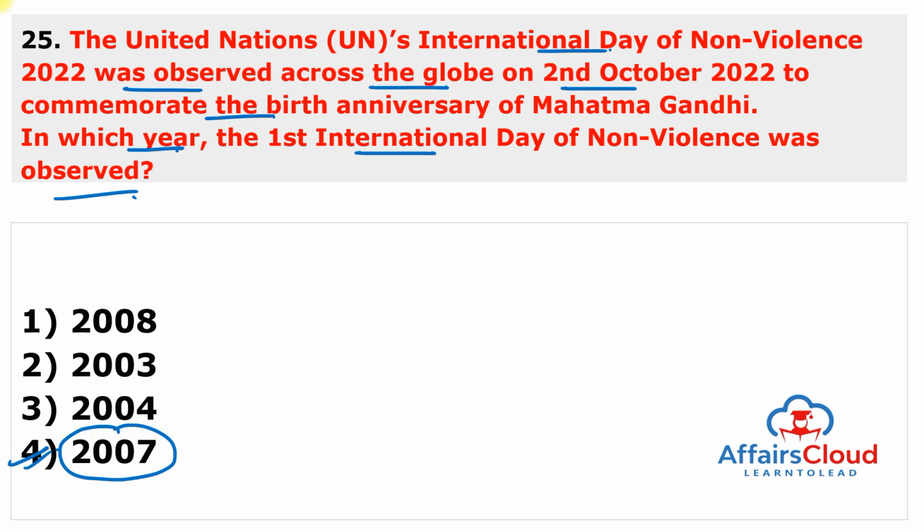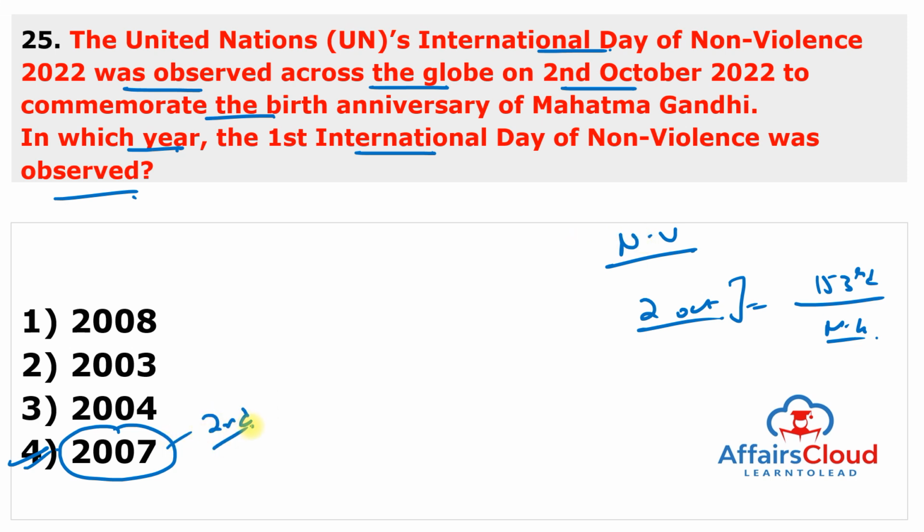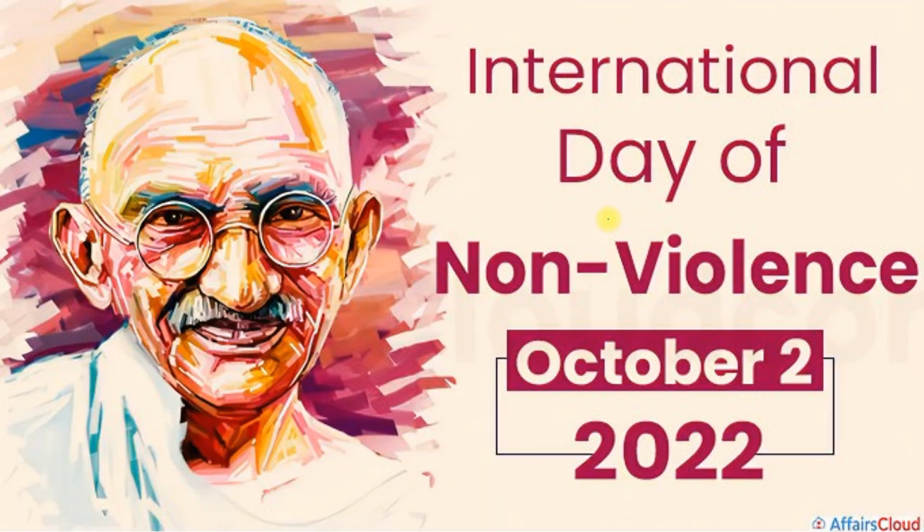And this is the birth anniversary of Mahatma Gandhi ji, the leader of Indian independence movement, pioneering the philosophy and strategy of non-violence. In India, 2nd of October is observed as the Gandhi Jayanti, and this year marks the 153rd birth anniversary of Mahatma Gandhi ji. And the first United Nations recognized International Day of Non-Violence was observed on 2nd of October 2007.